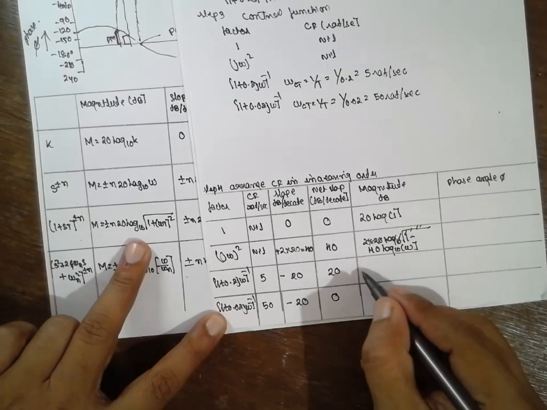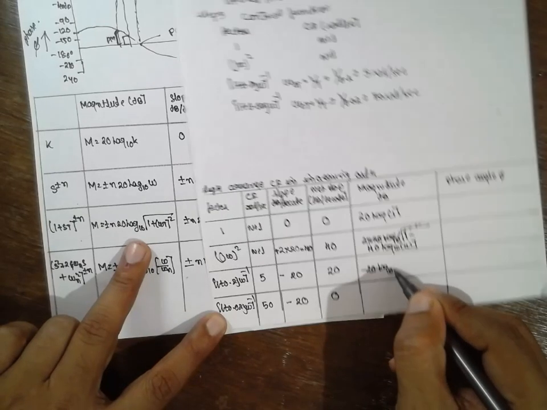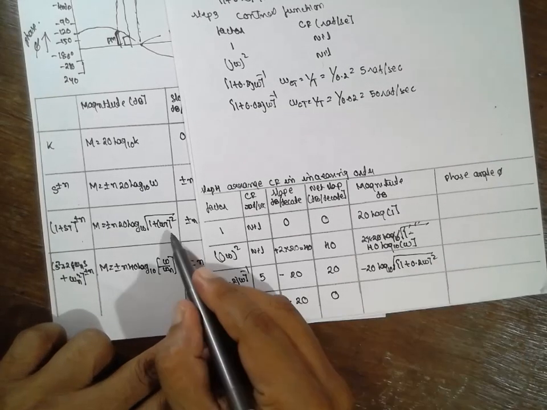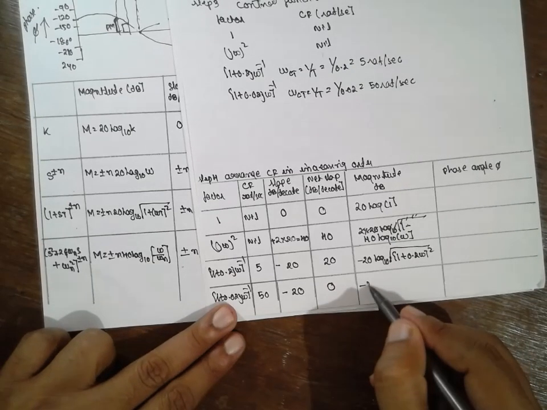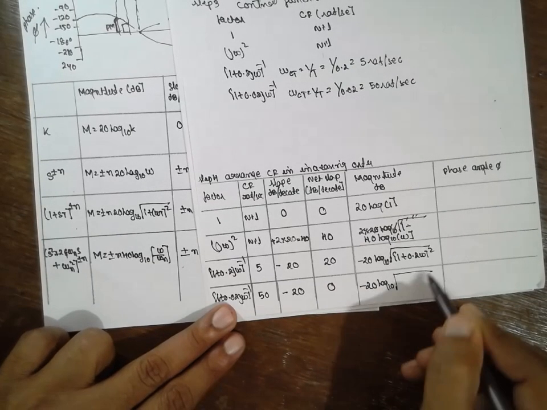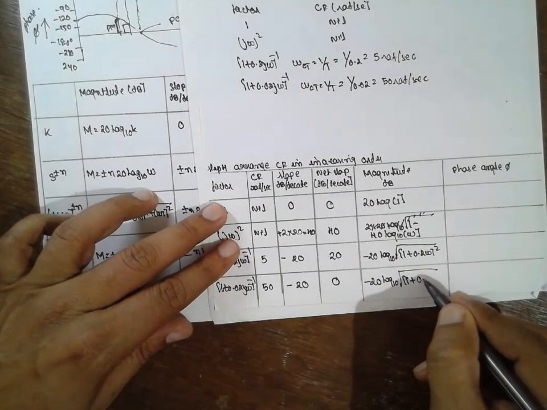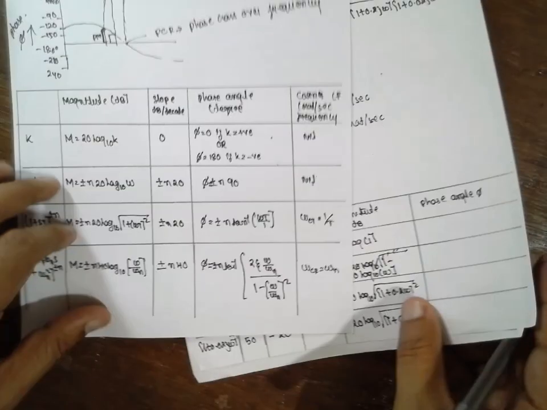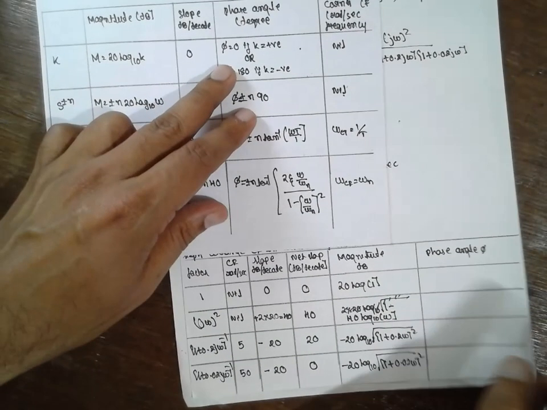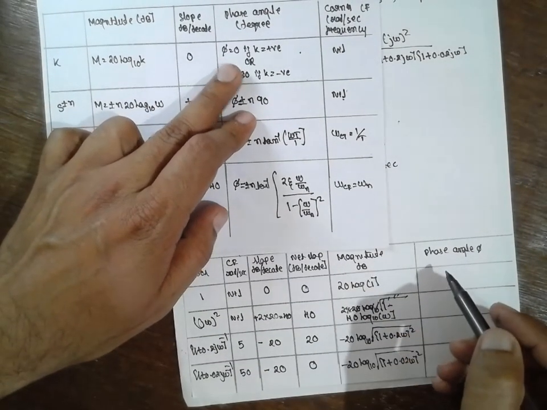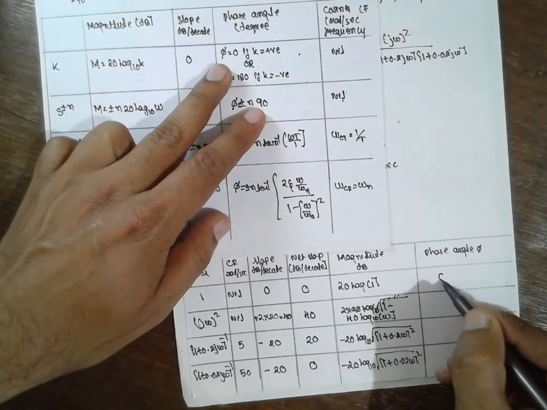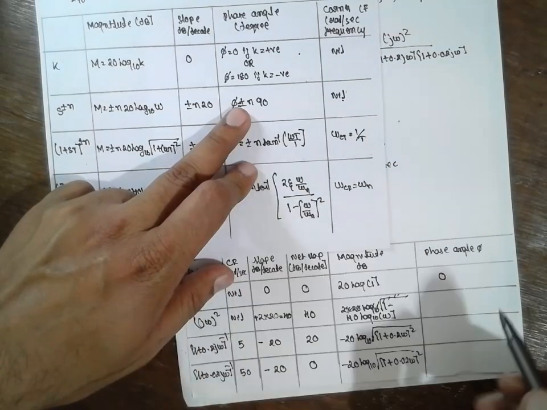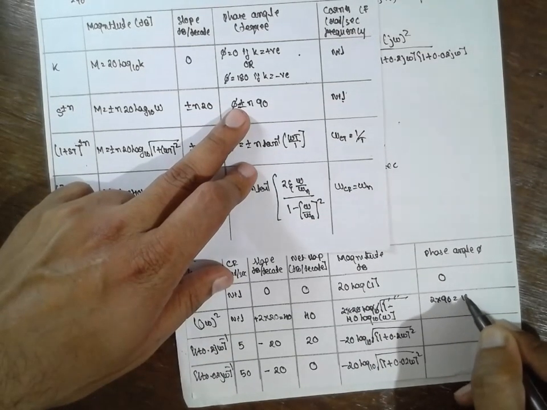For this one, how do we write? Minus 20 log 10 raised to root of (1 plus (0.2 omega) whole square). Follow this procedure. Next, again minus 20 log 10 root of (1 plus (0.02 omega) whole square). For the phase angle, what do we have to do? You have to go for this one. For the constant, phase is 0, and for this one n into 90. 2 into 90 is nothing but 180.